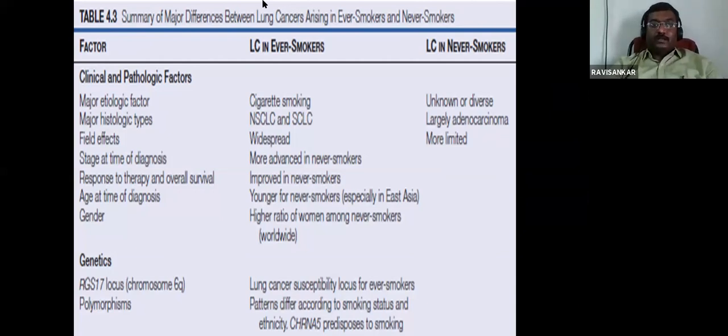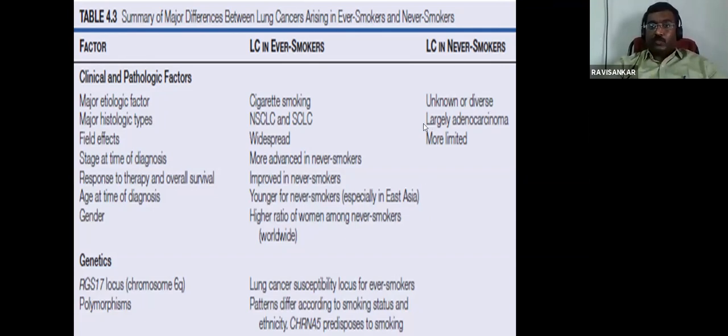Lung cancers in never smokers are usually adenocarcinomas. The other factor is a higher ratio among women in never smokers. There are also genetic loci associated with ever smokers. There are people who smoke for decades but still have a lesser chance of lung cancer, whereas people with a short smoking duration have a higher incidence of lung cancer because of genetic abnormalities, that is the RGS17 locus and polymorphisms.